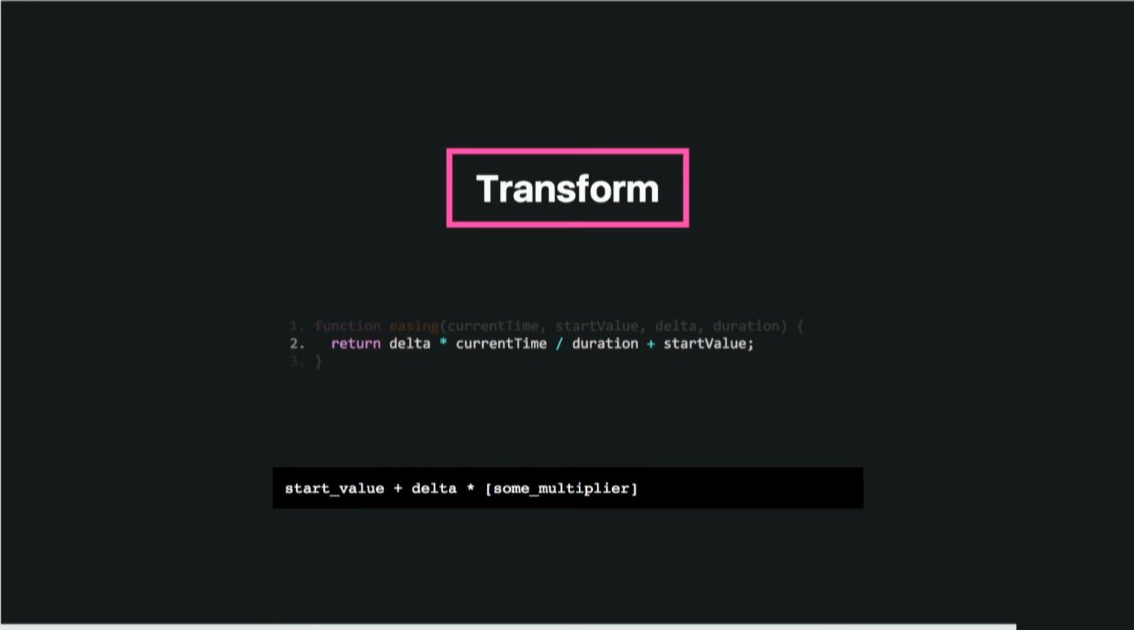And then the body of the function usually consists of something like this, where you have the start value plus the delta times some kind of multiplier. And that multiplier usually comes from a transform. So that transform decides how your animation is going to behave, whether it's going to have a linear ease, a bounce ease, or some kind of really crazy ease that you're creating.